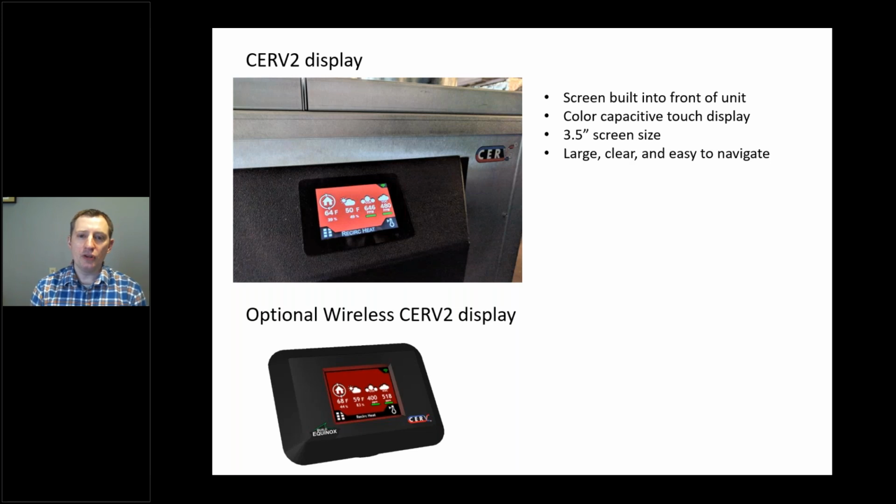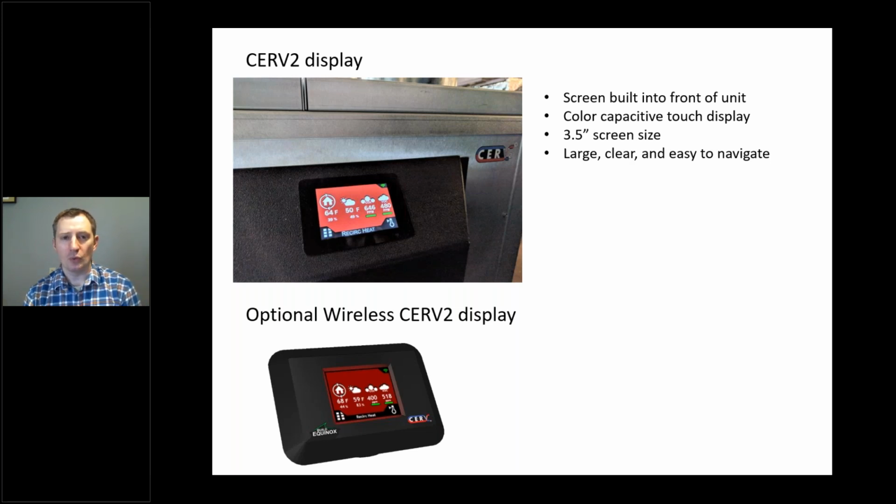The screen is built into the unit, so it's a capacitive touch 3.5-inch screen. Trying to keep it large, clear, and easy to navigate. Some of you familiar with other ERV systems, it's either just a dial you're setting, or if it is a screen, it's pretty rudimentary and there's a lot of levels to doing the settings. So we wanted to make it as intuitive and easy to navigate as possible so you can't get lost in the settings or not know what's going on. And then we have a wireless dedicated screen as well. So this can be placed around the house and it's just communicating wirelessly with the CERV so you can see the current settings and data and make changes if you need to.